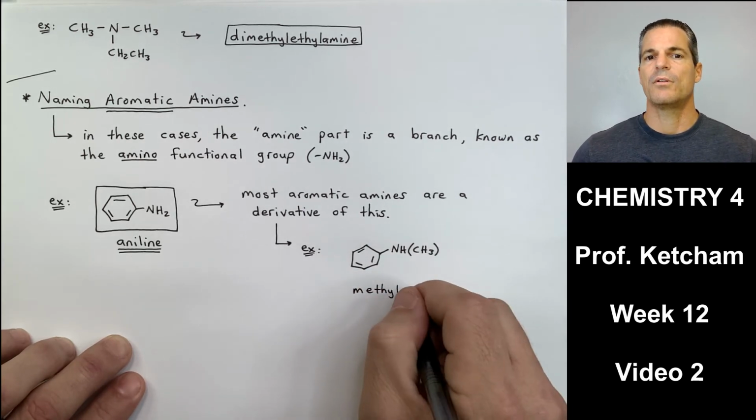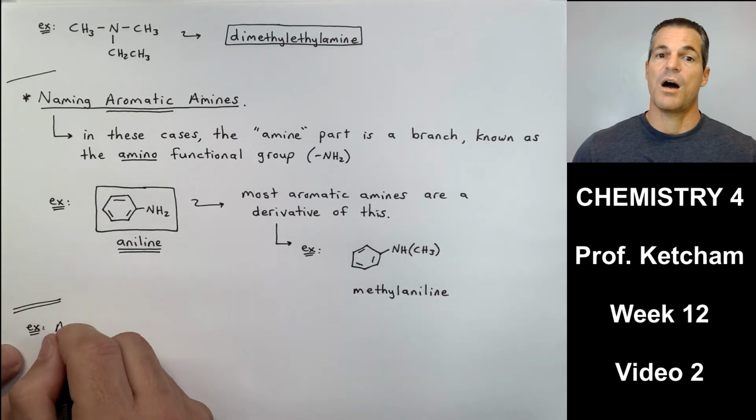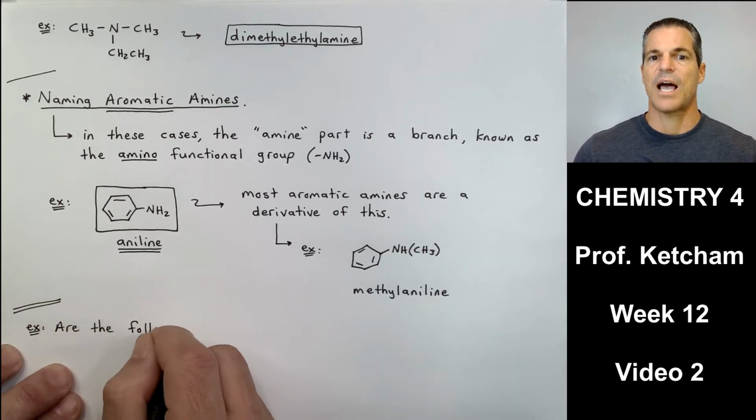Here's an example. This is a methyl aniline. Okay, why is that? Well, it's got a methyl group off of the NH2. It's a disubstituted amine.